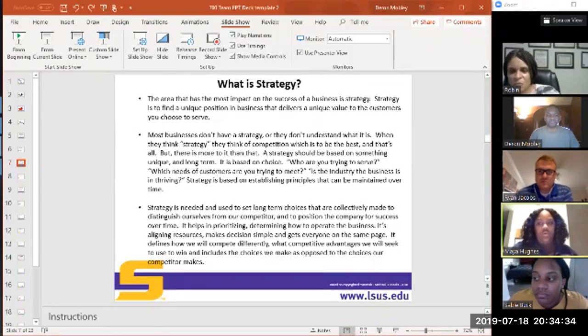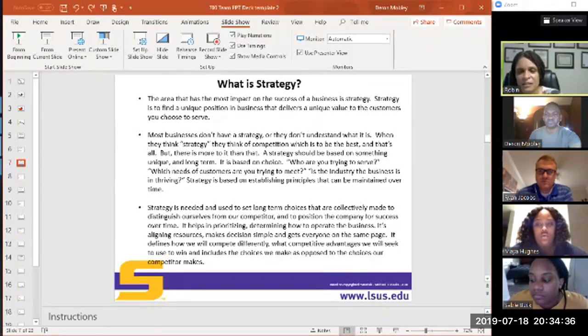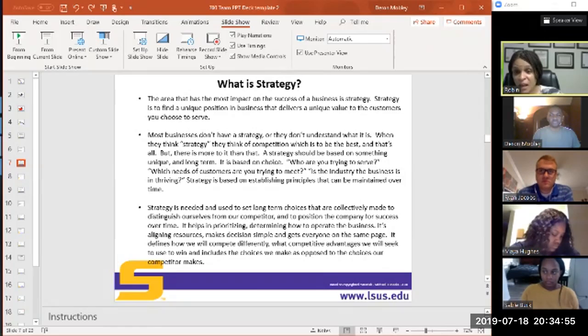And the key words I've found in the word strategy: strategy is about choice. You have to be in a unique position in your business that delivers unique value to the customers you choose to serve. And these choices are long-term choices. You have to consider the big picture. So I would say it's a long-term choice we make to distinguish ourselves from competitors.